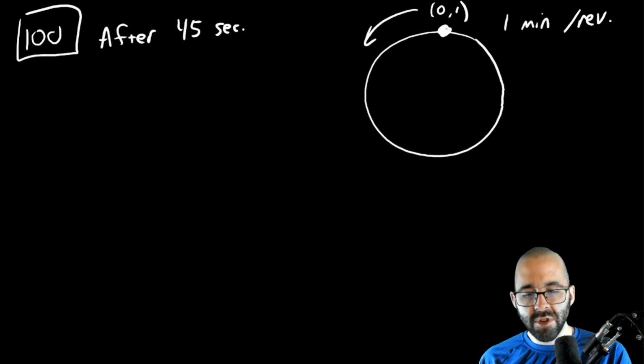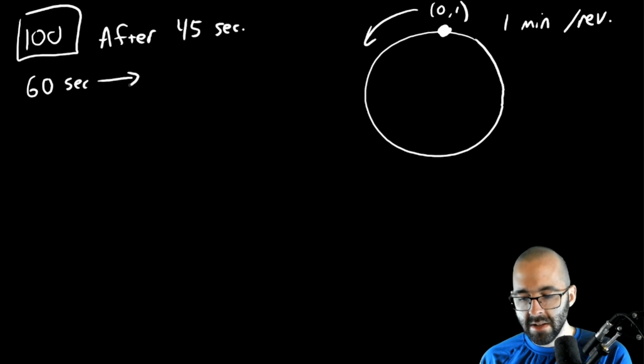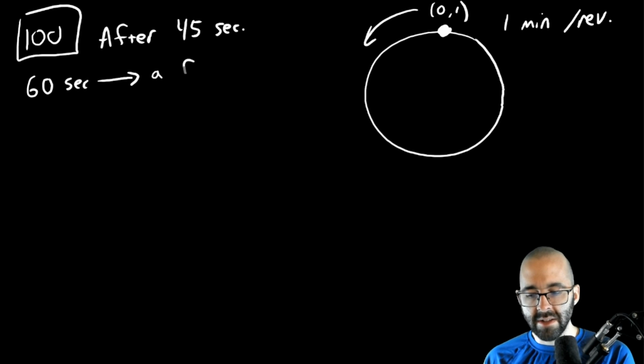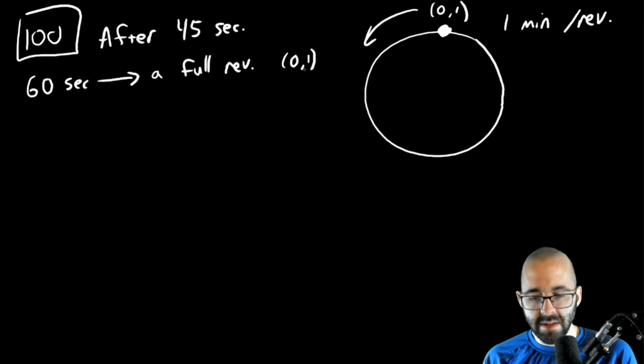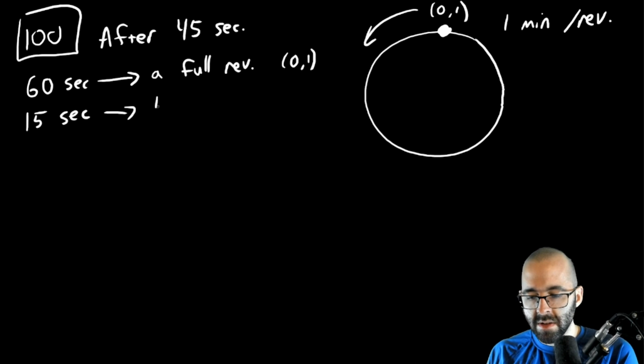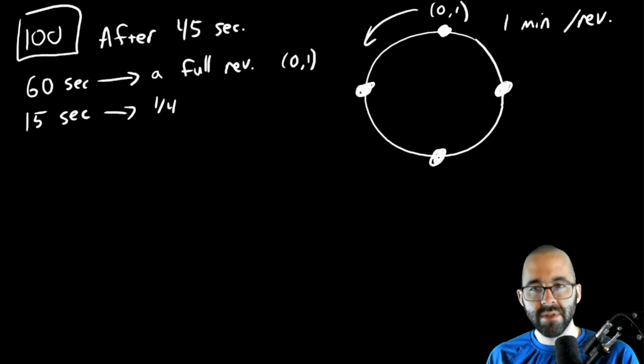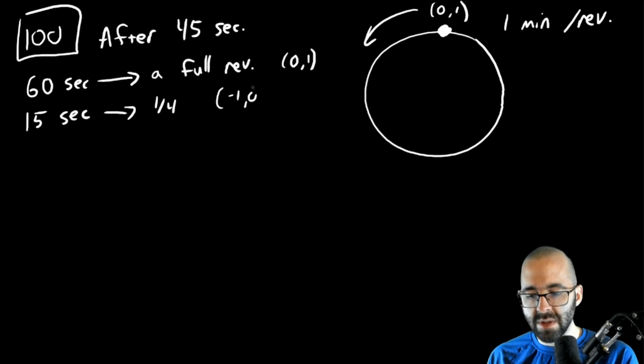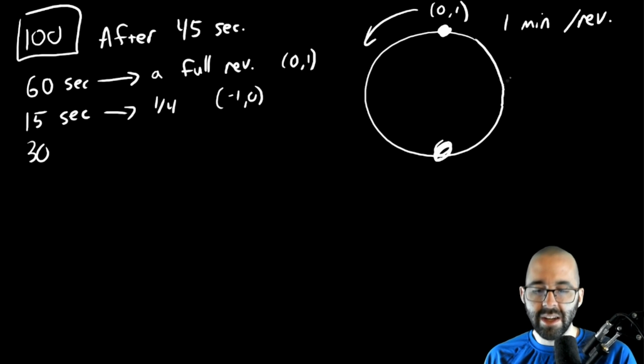Well, after 60 seconds, it goes all the way around, right? 60 seconds, it's back where it started. That's a full revolution. And again, it's going to be the point 0, 1. Well, if it's 60 seconds for a full revolution, right? That means 15 seconds would be a quarter. 45 would be 3/4. So what's a quarter revolution? This is where it would be. After 15, then after 30, after 45. And that's the logic that we're going to use here. All right, so that would be the point -1, 0. And 30 seconds would be down here. 45 would be right there.